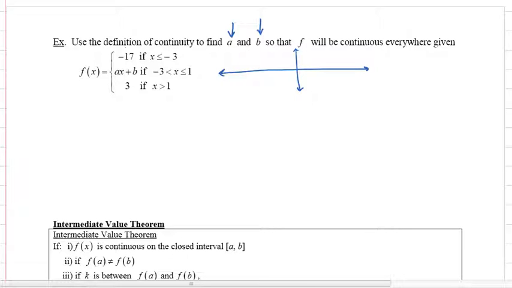So if I look at the first part of the function, it says here negative 17 when x is less than or equal to negative 3. So it's going to be like this. That part for sure is correct. Okay? And then I'm going to go ahead and look at the third part. It's going to be a positive 3 when x is greater than 1, but not including 1. So it's going to be an open dot and beyond.